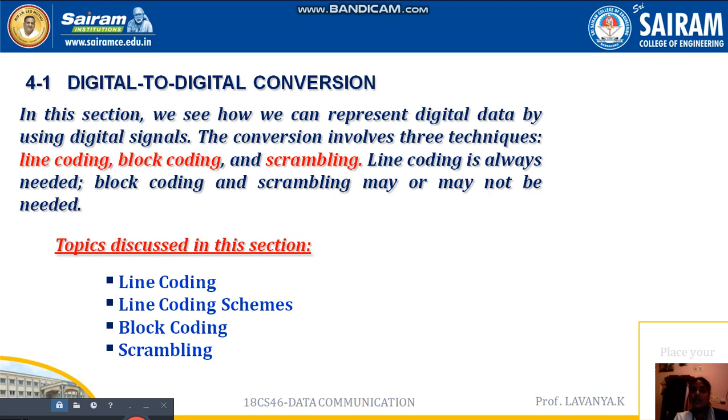I'll show how the digital data is encoded into the digital signal with the help of a diagram in the next slide. Before that, for digital to digital conversion we use three types of methods. The first method is line coding, the second is block coding, and we also use the scrambling technique. Then what is line coding here?